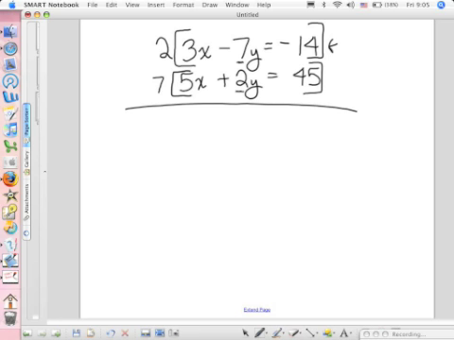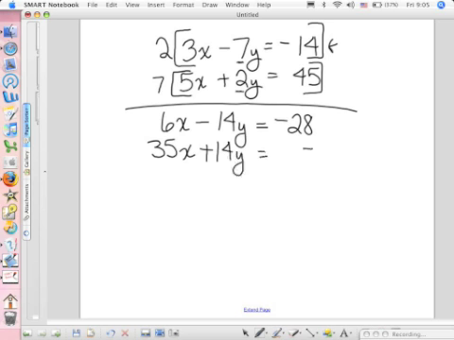The first one is now 6x minus 14y equals negative 28. The second equation is now 35x plus 14y is equal to 315. Now analyze your variables. Do you have one that's going to be eliminated? The y variable will be eliminated because positive 14 and negative 14 is 0. And so I add the two columns that are left.